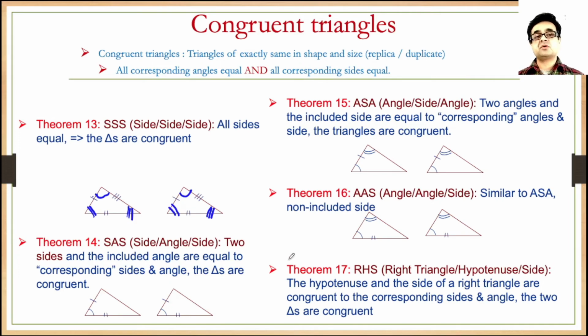Don't make the mistake of assuming that SSA, which means an angle outside of those two sides, is a congruency condition. It is not. And finally, RHS is also a congruency condition, which is applicable to right-angled triangles. What that says is if the hypotenuse and any side of the triangle are equal, then it is automatically congruent. This is actually derivable from theorems 15 and 16, so it is not that important a theorem. However, if you know it, it will save you a few precious seconds.